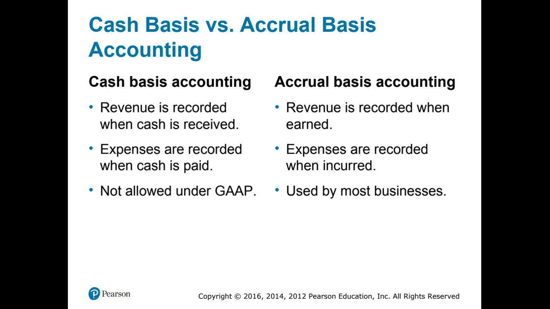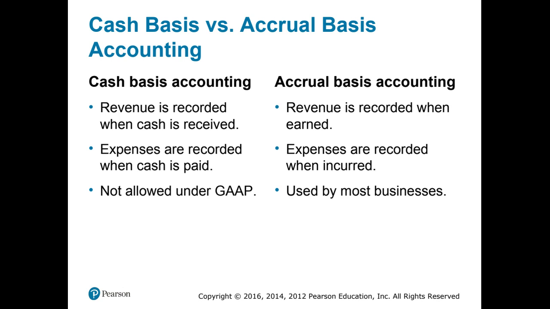So GAAP only allows accrual basis accounting, and in accrual basis accounting, revenue is recorded when it's earned. So we talked about earlier unearned revenue and how we still have to record that we have this revenue, but we haven't earned it yet. So we're going to put it in an unearned revenue account because we're still required to show that. That is part of accrual basis. So revenue is recorded when it's earned. So once we've earned that revenue, then we will put it into our revenue account.